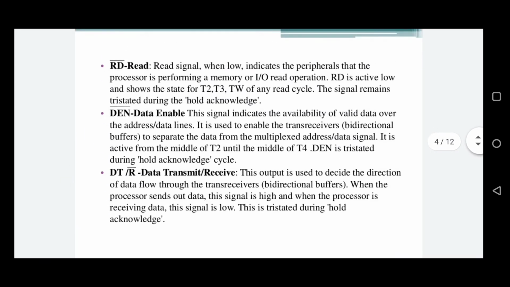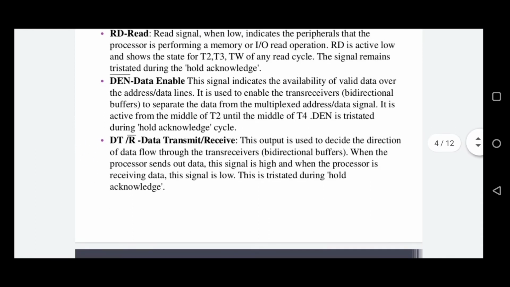And the read signal, so the read pin is an active low signal, and DEN is the data enable signal, and DT/R is data transmit and receive. So this pin indicates the direction of the data, whether it is transmitting or receiving.